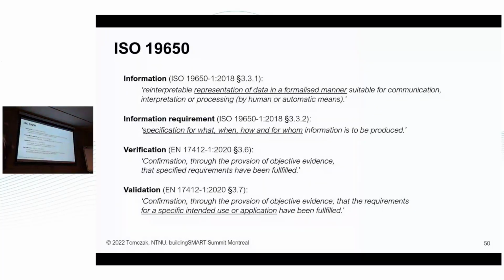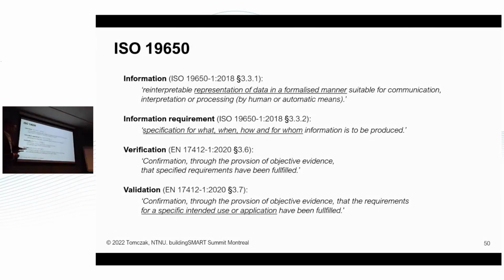So let's start with ISO 19650, our holy grail of BIM standards. And it tells us what an information requirement is. It specifies what, when, how, and for whom we need to produce. When it comes to information, we have the level of information need standard that tells us what validation and verification are and how they differ.